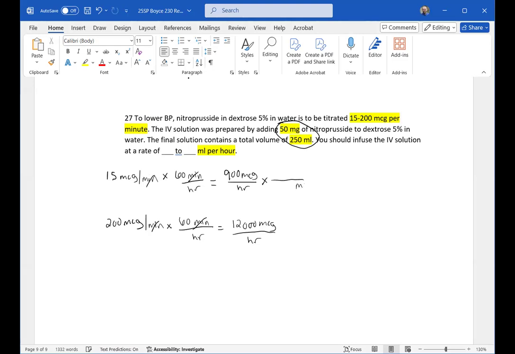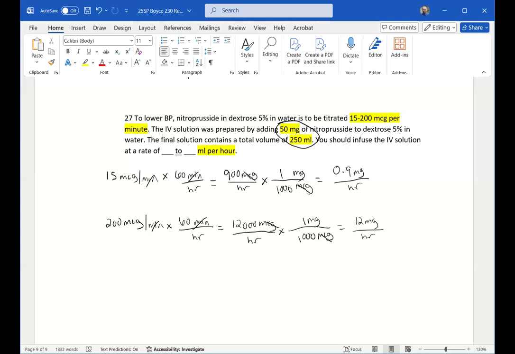So I'm going to convert micrograms to milligrams. 1 milligram is 1,000 micrograms. So I'm going to do the same thing down here. 1 milligram, 1,000 micrograms. And then what I'm going to get is 0.9 milligrams per hour. So micrograms are gone. Micrograms are gone. And here I'm going to get 12 milligrams per hour.